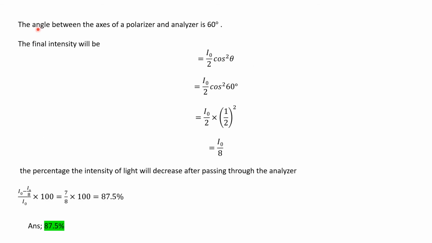According to the question, the angle between the axes of the polarizer and analyzer is 60 degrees. So the final intensity will be I0 by 2 cos square theta. By putting the value of theta here, we find that the intensity will be I0 by 8. So the percentage decrease in intensity of light after passing through the analyzer will be (I0 minus I0 by 8) divided by I0, into 100, and it comes out to be 87.5%, which does not match the options.